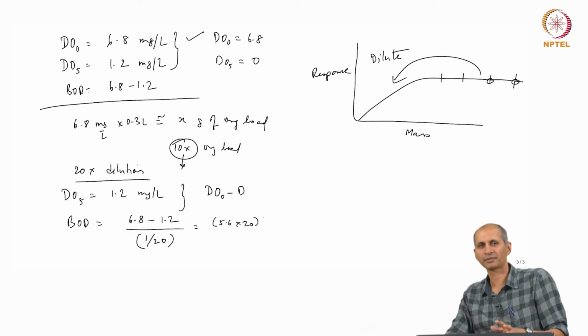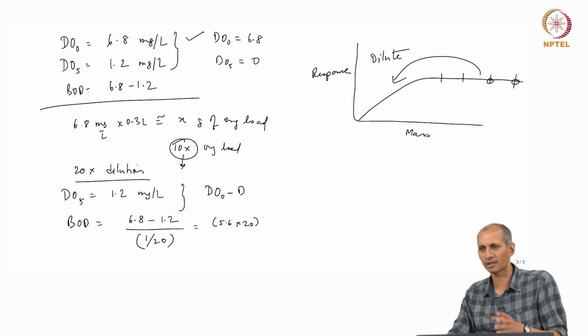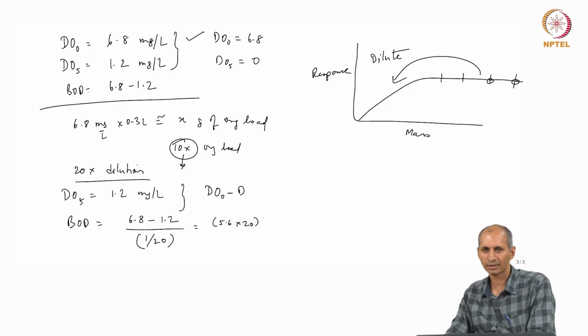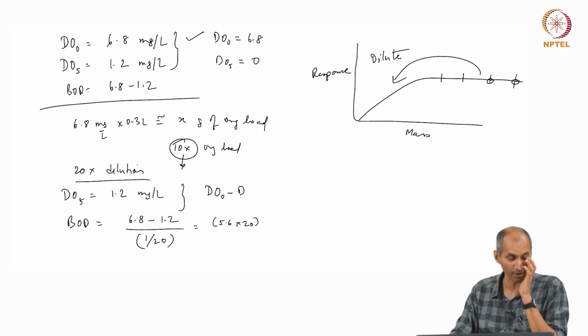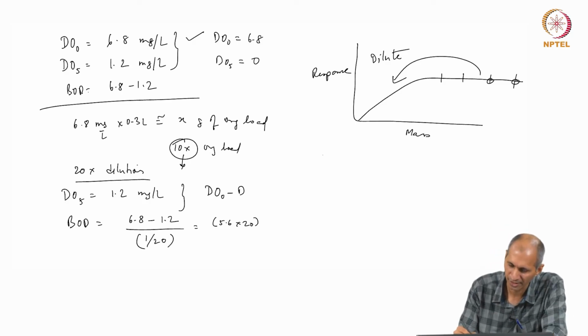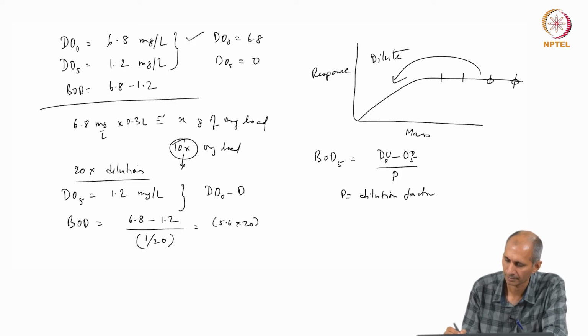You do not have very many samples with a BOD of 15 and 10 and all that. So, it is always more. So, dilution is inevitably done. The standard method equation is DO0 minus DO5 divided by what is called P. P is known as the dilution factor. In this case it is 1 by 20.